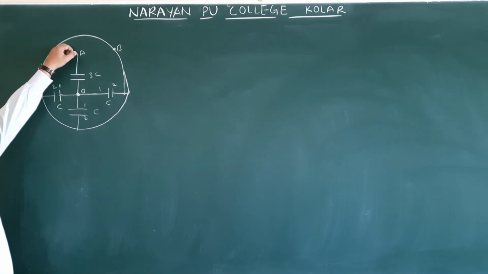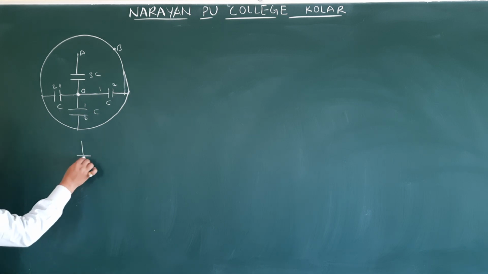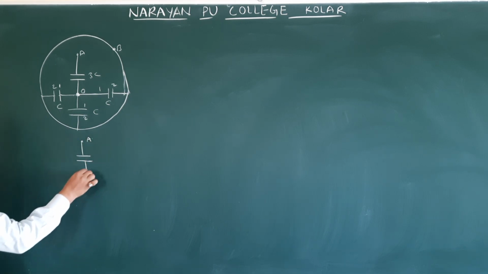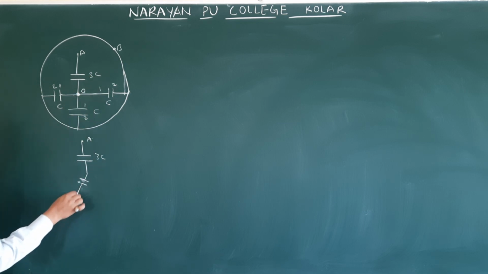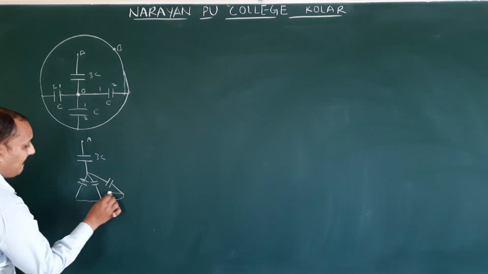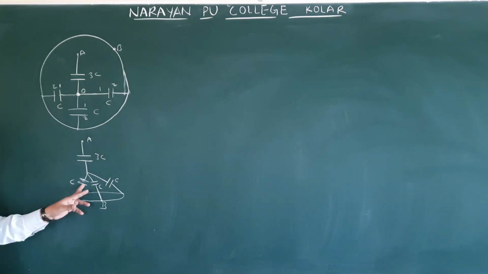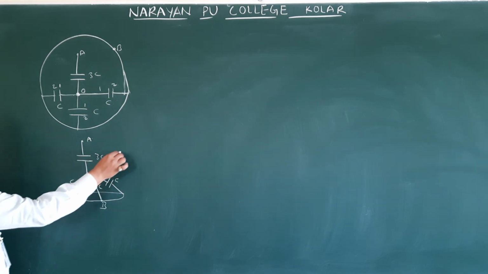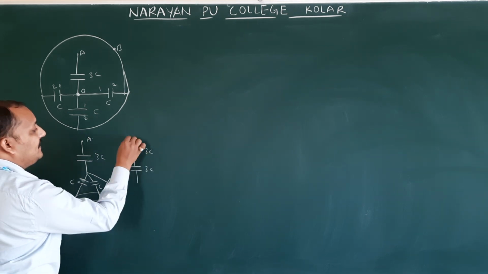Otherwise, hold A here and draw the remaining. How will it come? Just see, I hold A here. This is 3C. Now the remaining is connected to B. Both diagrams will be the same. Now C, parallel means 3C. So this is B, and this is 3C.